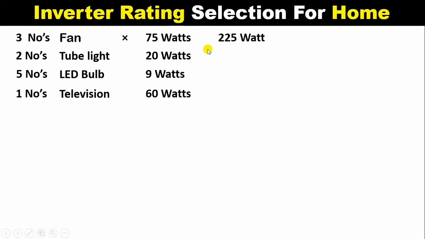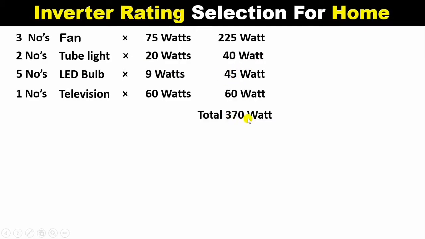As you can see now, we're going to be multiplying 3 times 75, which will give you 225 watts, and 2 times 20 of course will give you 40 watts. And that of the 5 LED bulbs, you have 45 watts and 60 watts. In total, we have 370 watts of power required in the home.